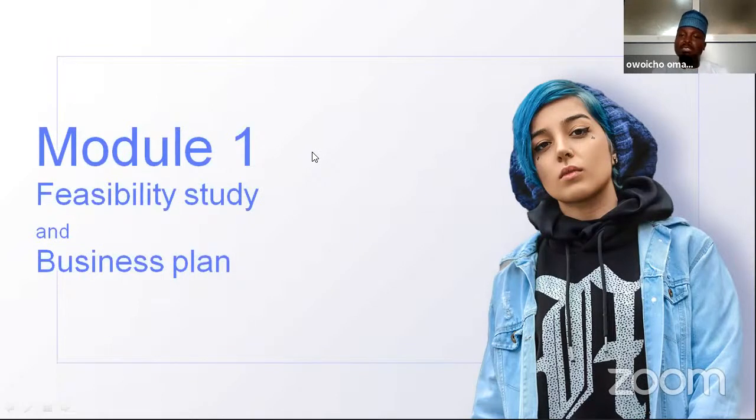The other reason why we're discussing this is to get us to become familiar with these terms and what they imply and why we need to do them. So we will proceed now.